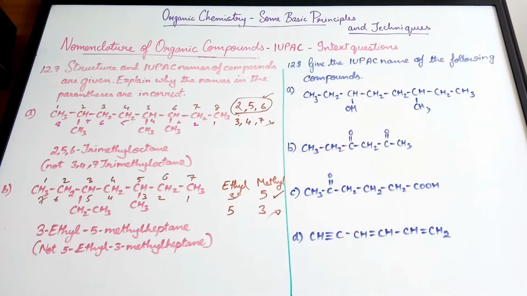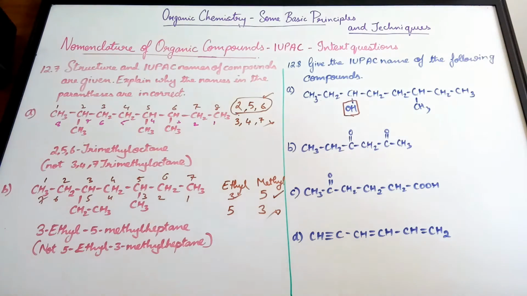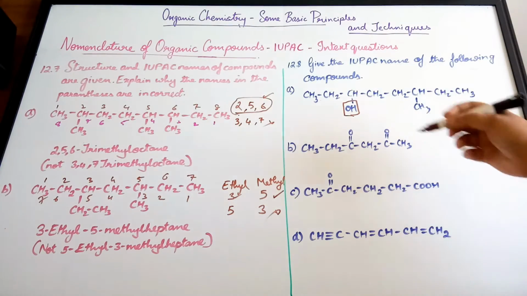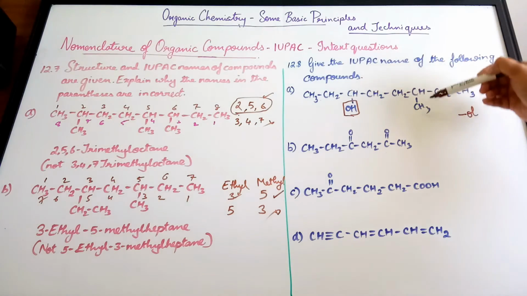So in the second question, that's 12.8, we need to give the IUPAC name for the following compounds. So the first one, we have an alcohol group over here. So this becomes the principal functional group, and it's going to be denoted by ON. Now let's count the number of carbon atoms. 1, 2, 3, 4, 5, 6, 7.